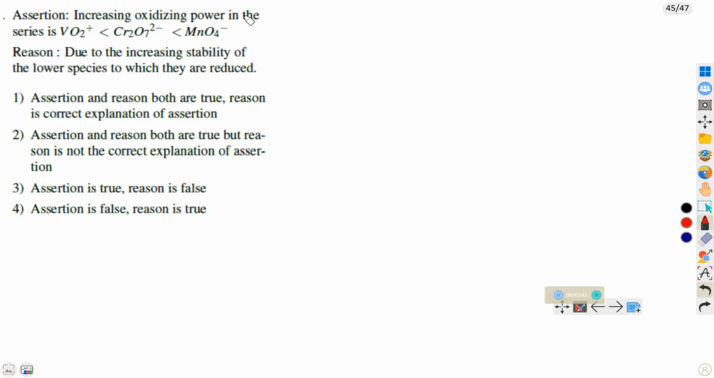Increasing oxidizing power in the series VO2 plus less than Cr2O7 2 minus less than MnO4 minus. Correct, due to increasing stability of the lower species to which they are reduced. This is an in-text question in the NCERT textbook. Once read the in-text question. Assertion true, reason true. Reason is correct explanation of assertion.